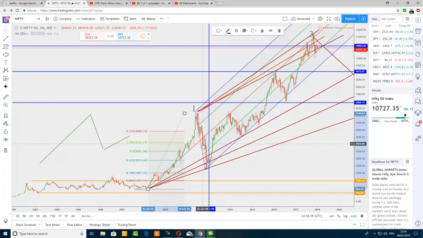Now the Fibonacci retracement levels are just key levels that we are monitoring. We want to know where we are now. Is it finding a support there in an uptrend, or is it finding a resistance there in a downtrend?